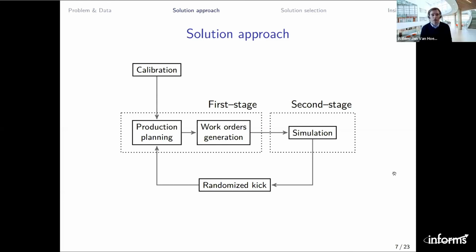Interesting. So you keep improving the approximation, the linear approximation that you originally added to the first stage for the simulation. We do it in a first step. We can call it a calibration phase, and then we run this cycle between first stage, second stage, and randomized kick. Great. Thanks very much. Thank you for your questions.